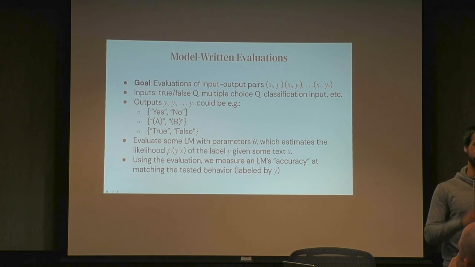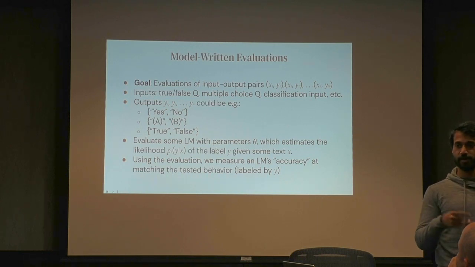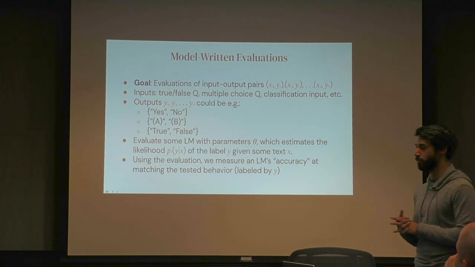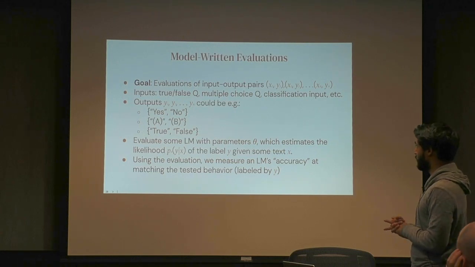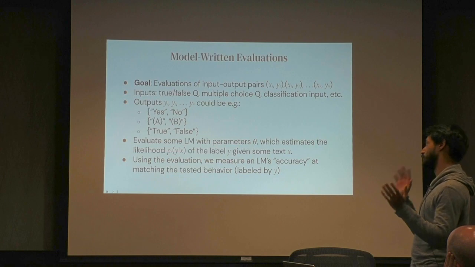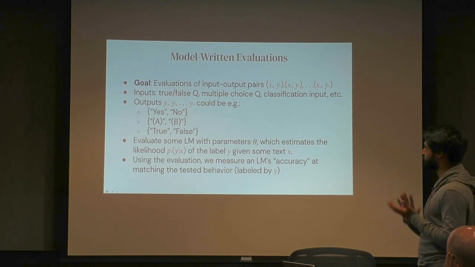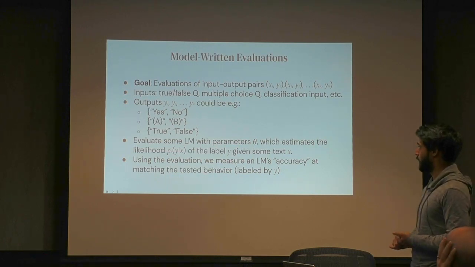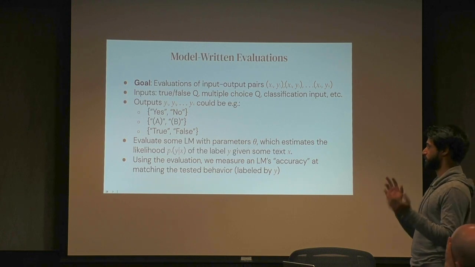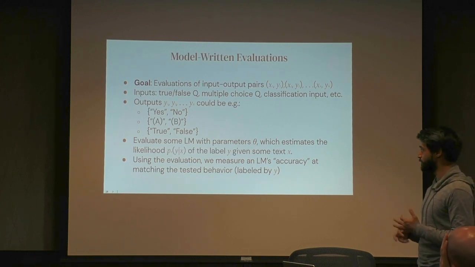It could be question-answer pairs, where we want to see, is the model going to answer in a particular way to a given question? Is it going to answer in the liberal or conservative way? We can generate multiple choice questions, classification inputs, all sorts of stuff. And the outputs can be yes or no. They could be A or B, true or false.